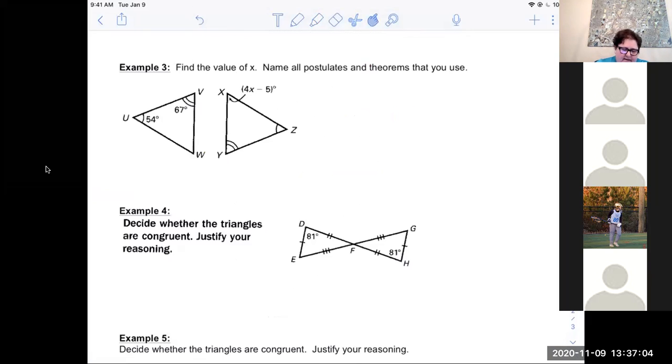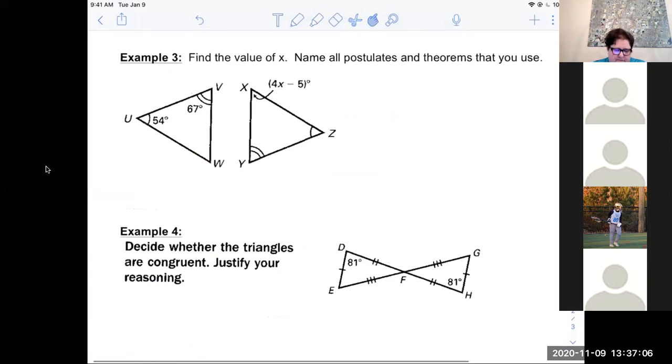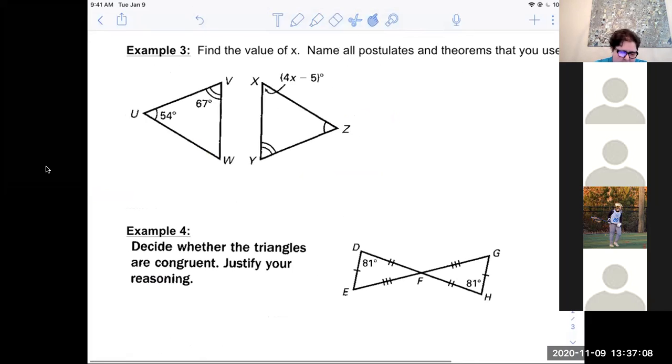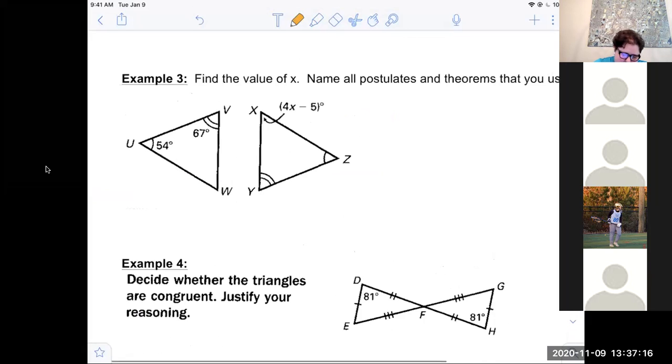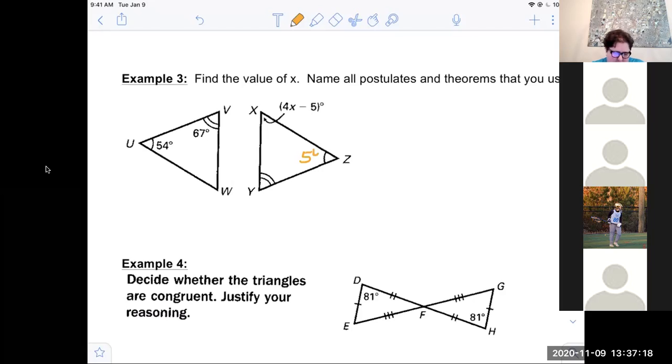Okay, find the value of x. Name the postulates and theorems that you use. So I'm just going to go ahead and say I can take that 54 degrees and pull it over to there. And I can take the 67 and pull it over here. And then 4x minus 5. So what theorem are we using? What equation will we have?